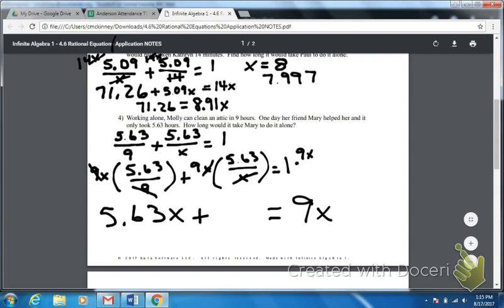So we're going to multiply everything by 9x. Our 9's cancel, giving us 5.63x. And then what is 9 times 5.63? 50.67. Thank you. And that equals 9x. So then, of course, we need to subtract. So 50.67 equals 3.73x, right? No, 3.37x.